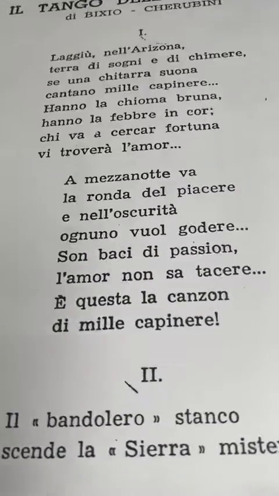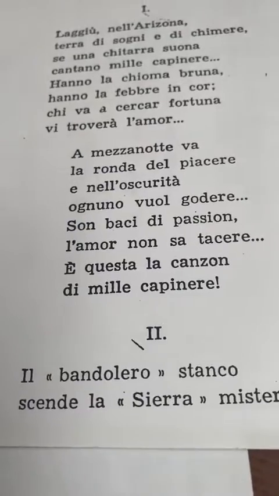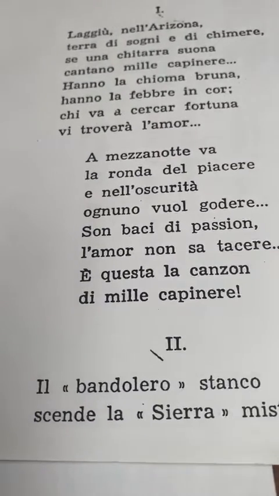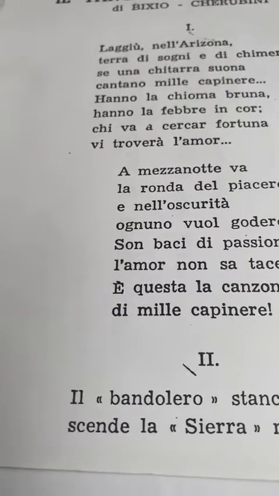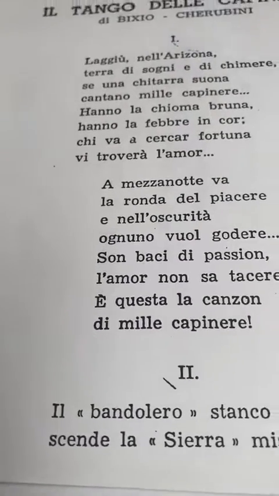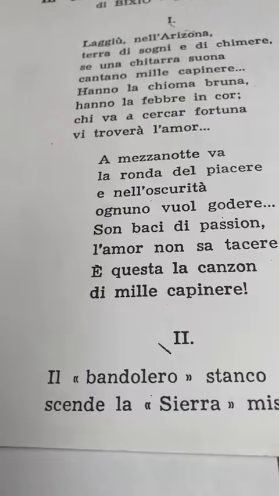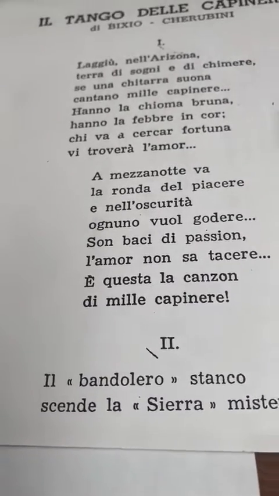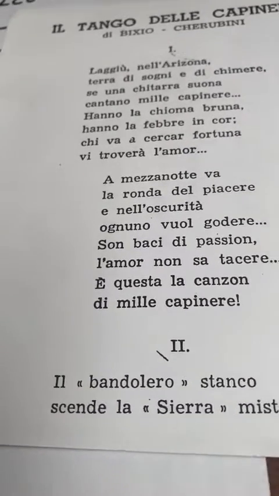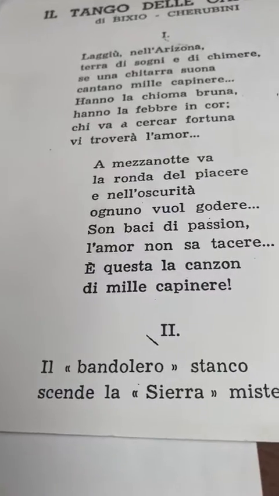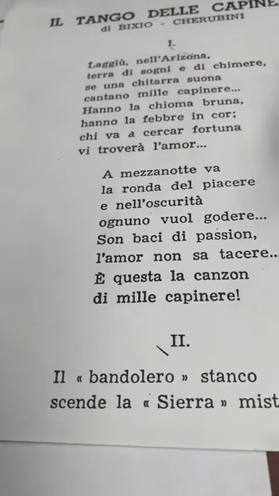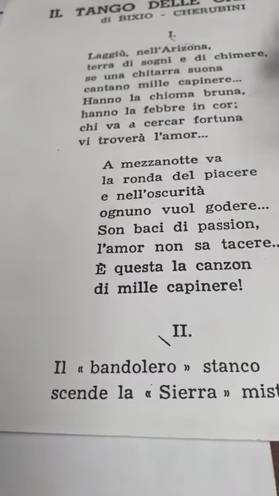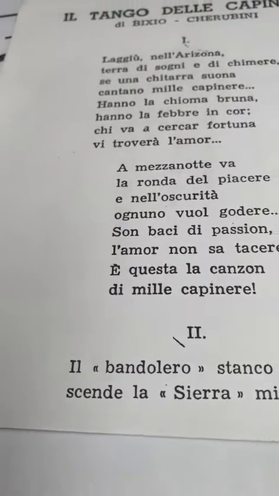And then "a mezzanotte va la ronda del piacere." So in the middle of the night, the governess, he or she who governs, or the group of people who govern, send guards around to look, because that also used to transfer the gold. "La ronda del piacere, e nell'oscurità," in the darkness, "ognuno vuol godere." You can't do it in public, so there you are.